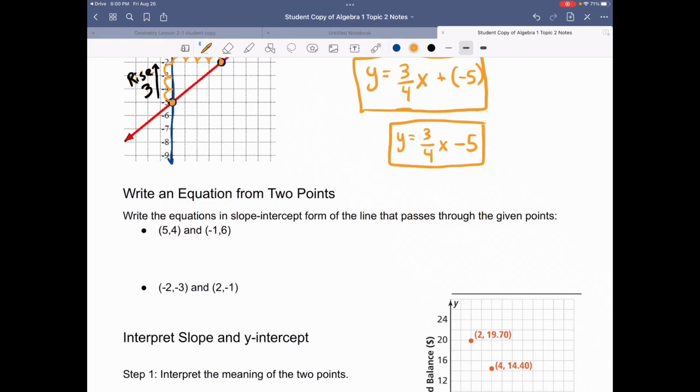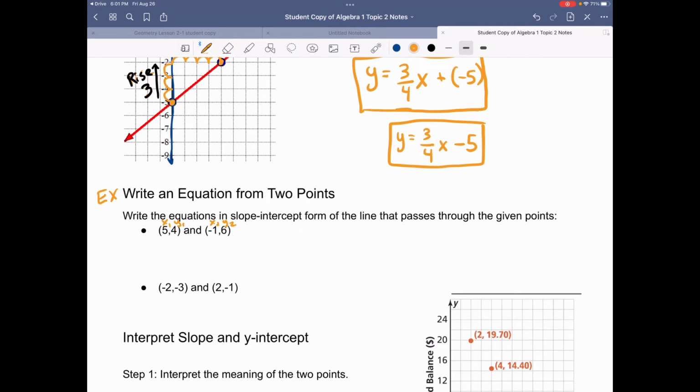In this example, we are actually going to run out of space. I didn't leave enough space for you to work this out. So you're going to use a piece of lined paper, and then we'll just staple the lined paper to these notes. Okay? So in this example, it says write the equations in slope-intercept form of the line that passes through the given points. The first step is to label these x and y. So this is going to be x1, y1, x2, y2.